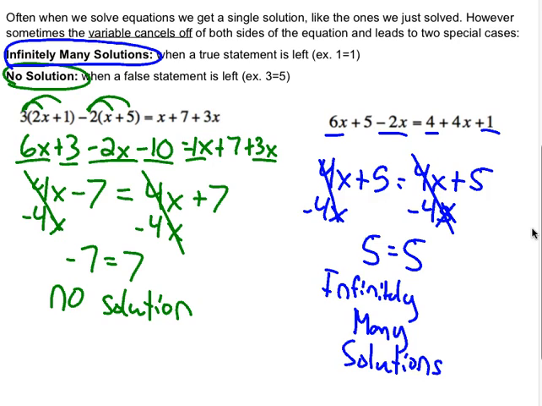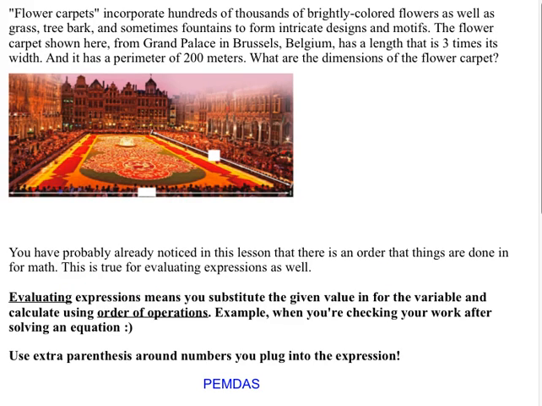So again, just a quick review on what it looks like if the variable cancels out of the equation and you're left with just numbers. False means no solution, something true means infinitely many solutions. So next page, really quick, we're going to do a word problem, we're going to evaluate something, and then we're going to call it good.